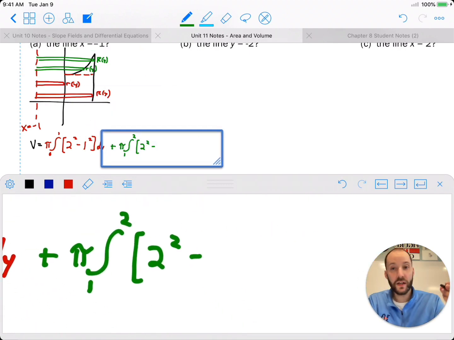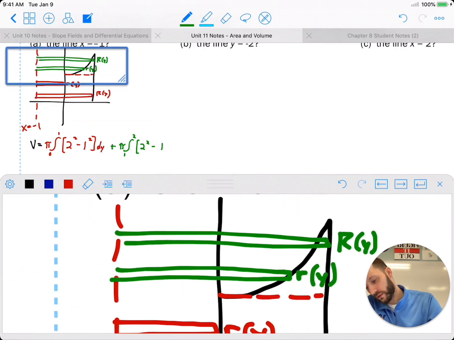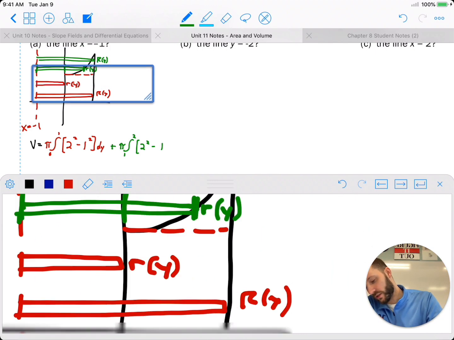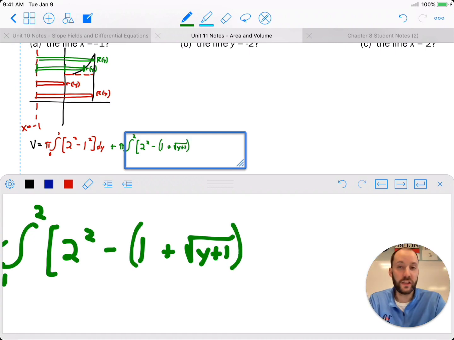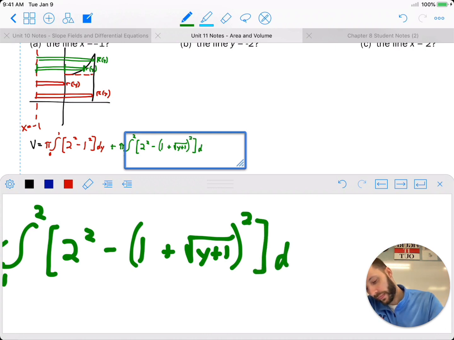So there's 1 unit. There's 1 from -1 to 0. And then from 0 to the region. So plus root y plus 1. That's our little r. That's going to be squared dy.